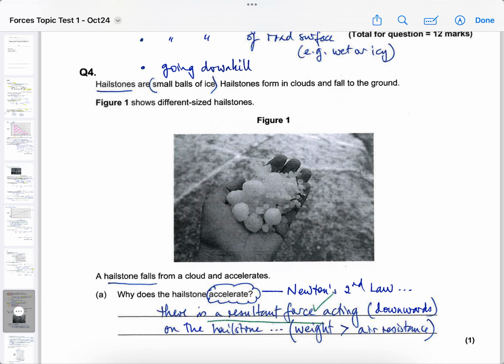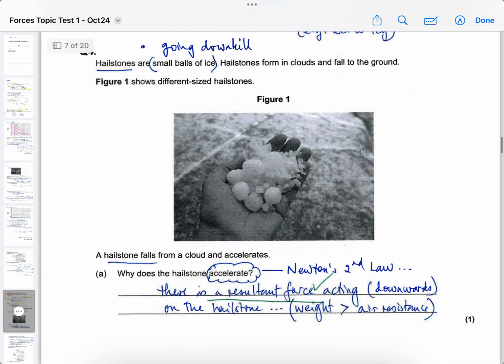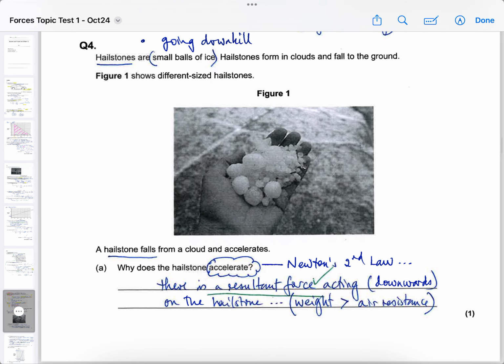Okay. Hailstones are small balls of ice, it says. Hailstones form in clouds and fall to the ground. Figure 1 shows what a hailstone is. That'd be helpful, having a diagram. If English is not your first language, you may not know what a hailstone is. So a lump of ice that falls from the clouds. A hailstone falls from a cloud and accelerates. Why does a hailstone accelerate? What is Newton's second law?